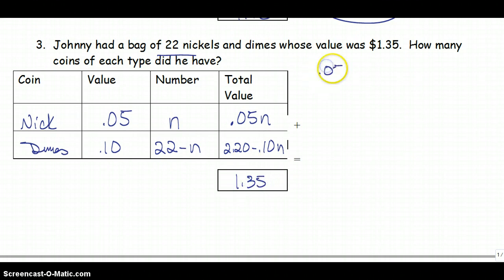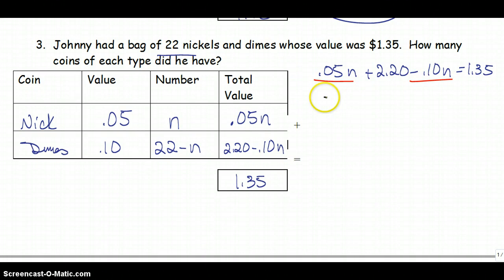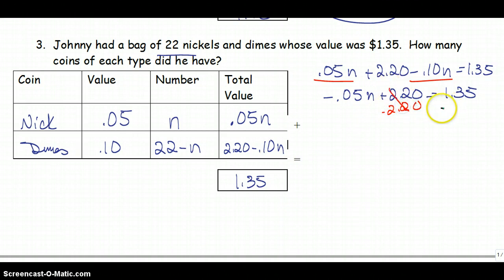Now I have my equation, 0.05n plus 2.20 minus 0.10n is equal to $1.35. I'm going to combine my like terms. 0.05n minus 0.10n is going to give me negative 0.05n plus 2.20 is all equal to $1.35. Now I'm going to subtract 2.20 from both sides. So I have negative 0.05n is equal to negative 0.85.